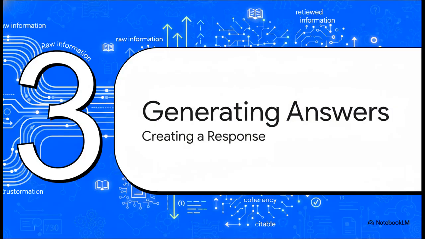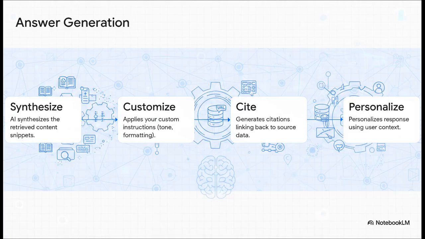Okay, let's move on to the next stage. So, the system has retrieved the right raw information. Now what? How does the AI actually turn all that raw data into a coherent, trustworthy, and citable answer? Well, this is not a simple copy and paste job. Not at all. The AI takes all those little snippets of content it found and synthesizes them, weaving them together.